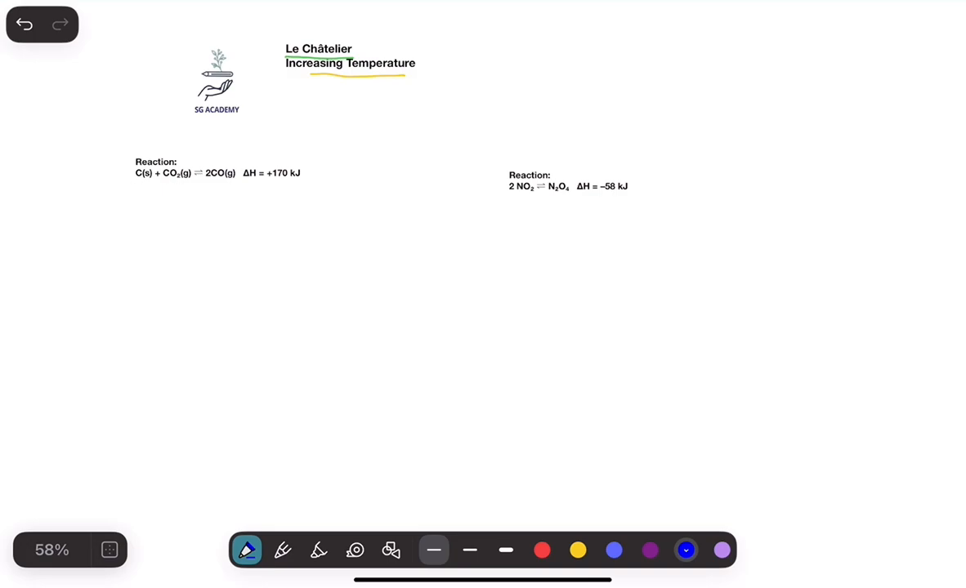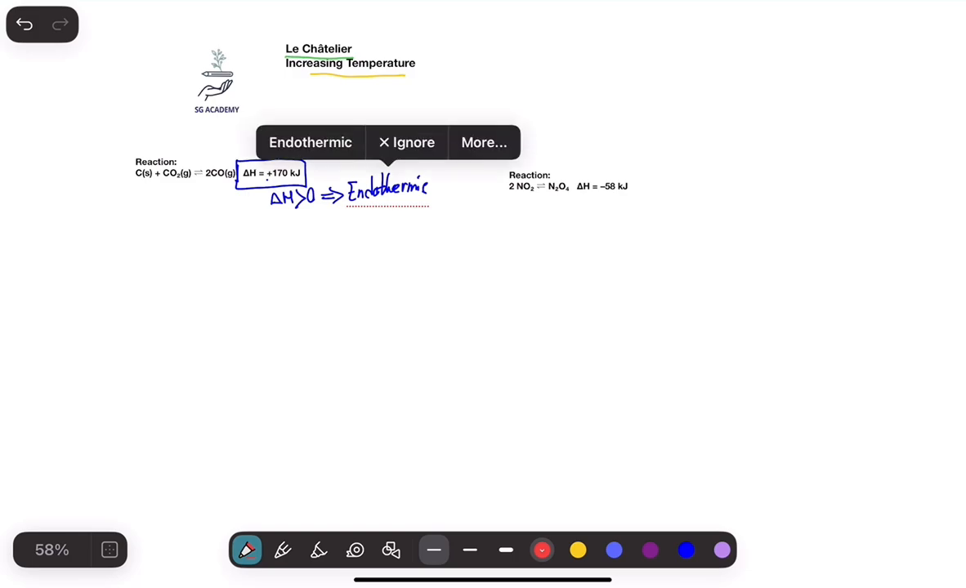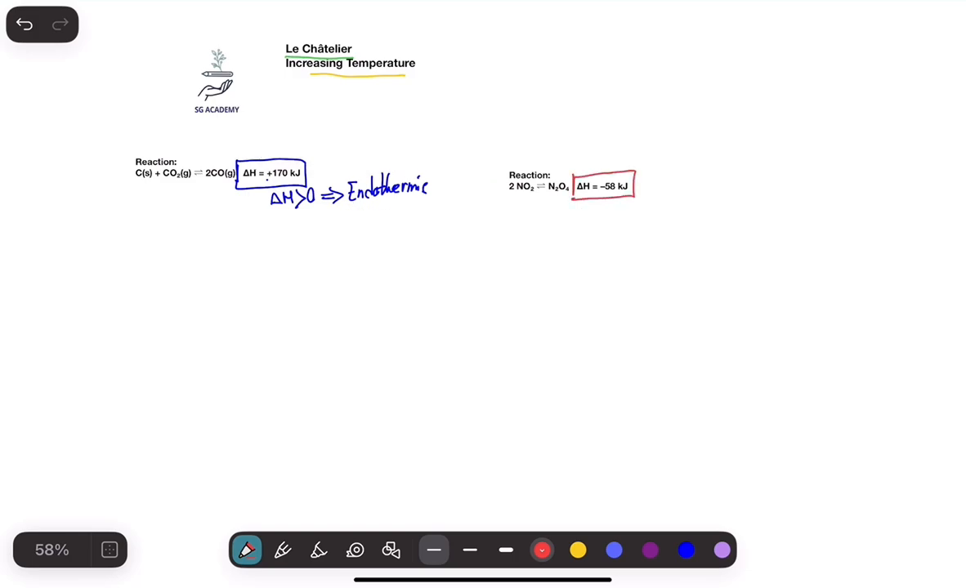Okay, so we got the first reaction over here. You can see the delta H provided to us, and it's a positive value. When you have a positive delta H, positive change of enthalpy, it means you have an endothermic reaction. So heat is being absorbed right off the bat. You just want to make sure you got your facts straight.